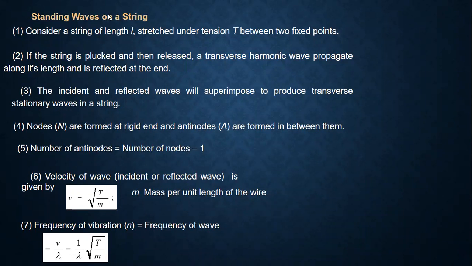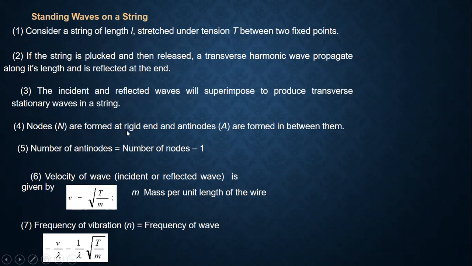Dear student, in today's session we learn standing wave on a string. Consider a string of length L stretched under tension T between two fixed points. If the string is plucked and then released, a transverse harmonic wave propagates along its length and is reflected at the end. The incident and reflected waves will superimpose to produce transverse stationary waves in a string.